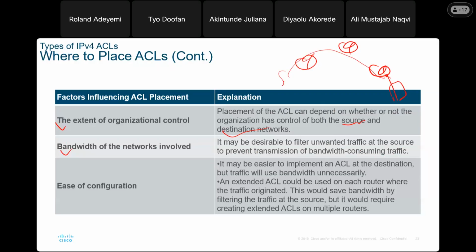So I will create an extended access list and come and block it at the source here. I don't need to go to the destination because it's going to use my bandwidth to travel. I know I will kill the packet, so why allow the packet to travel? Kill it from the source.